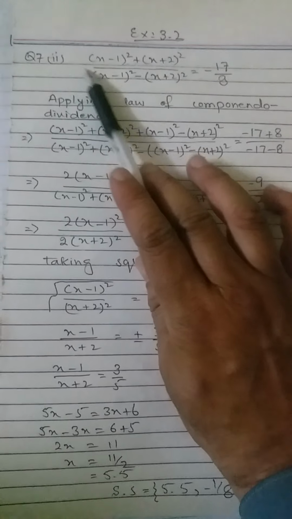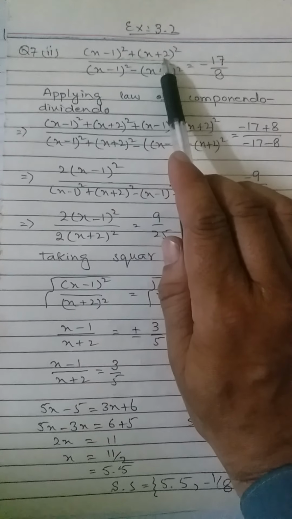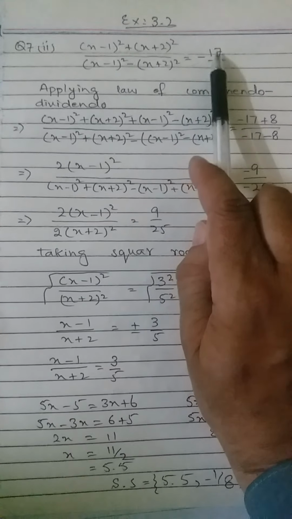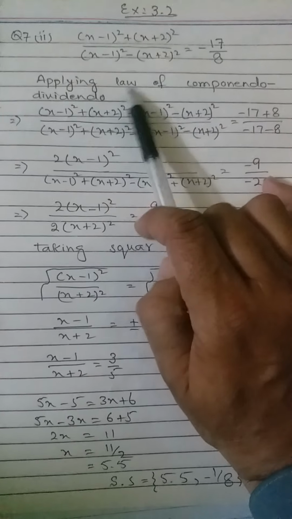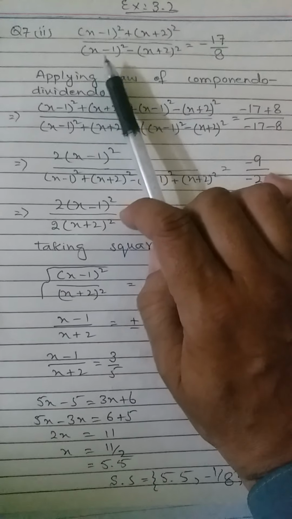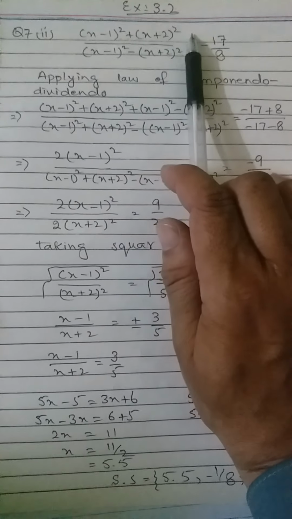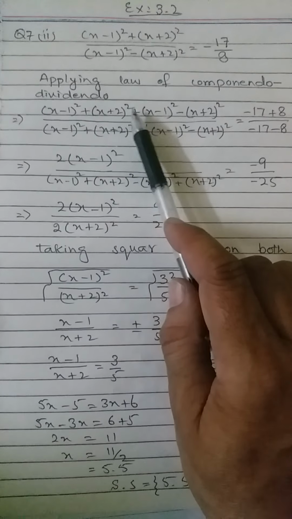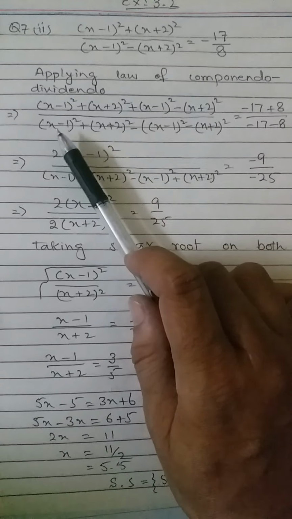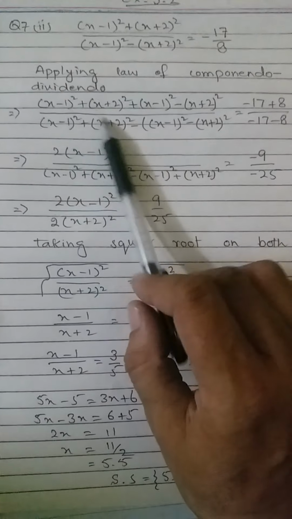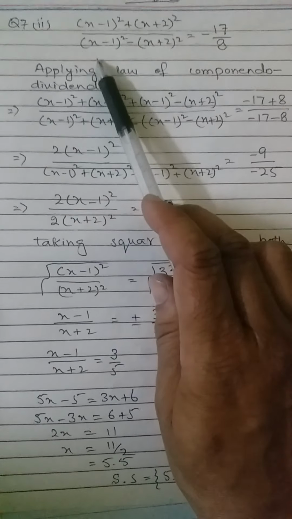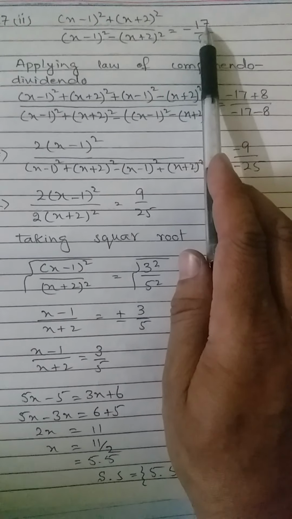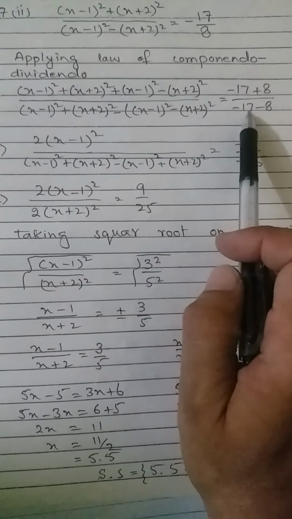Okay, question number 7, part second. x minus 1 whole square plus x plus 2 whole square divided by x minus 1 whole square minus x plus 2 whole square is equal to minus 17 by 8. Now here again we apply the law of componendo and dividendo. So write the numerator plus denominator, and then divide by the numerator minus the denominator. Here it is minus 17 plus 8 and minus 17 minus 8.